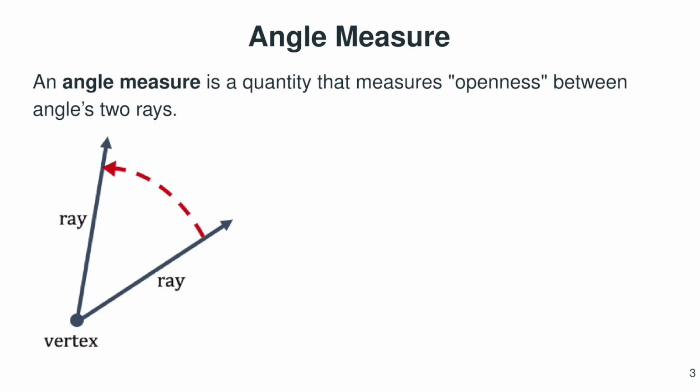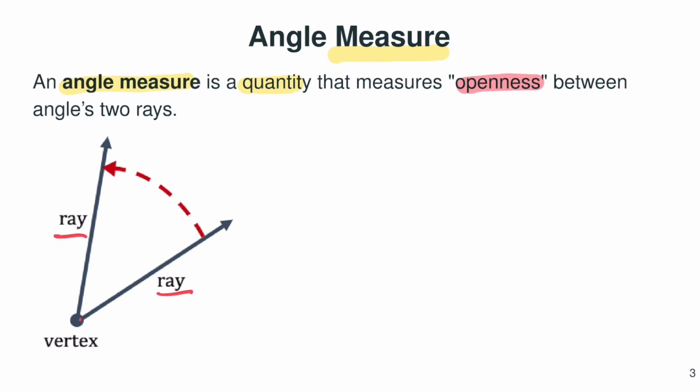Although we use the words angle and angle measure interchangeably a lot, for now it is important to understand what an angle measure is, because the way we measure angles is a big part of trigonometry. Angle measure is a quantity that measures this quote unquote openness. How do we measure this openness between two rays? In this picture, we have a ray, another ray, and a vertex. Here's the angle. How do we measure this quantity? That's the big discussion.